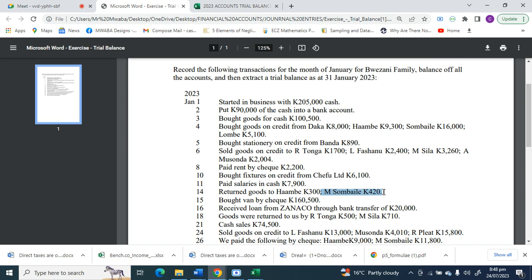Anyone doing bachelors of accounting and finance? These are the things you should participate in. At least those doing business admin, human resource, you'll soon forget about this stuff. But it's important.